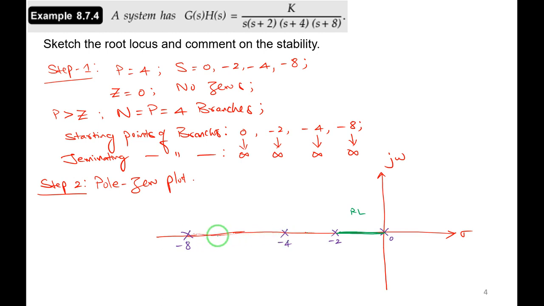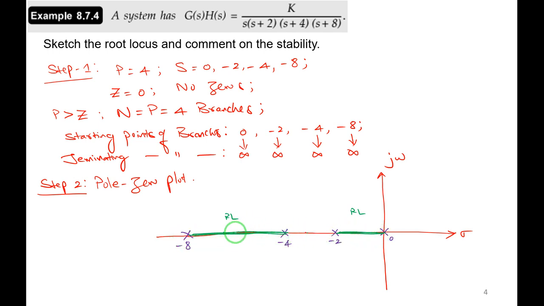From -4 to -8, let us take one point here. To the right of it, if I count 1, 2, 3 poles, it is odd. So root locus exists here. Then let me shift the point from -8 to -infinity. If I shift the point here, 1, 2, 3, 4. So even number. So no root locus exists from -8 to -infinity. So root locus exists on the real axis only in the sections 0 to -2 and -4 to -8.